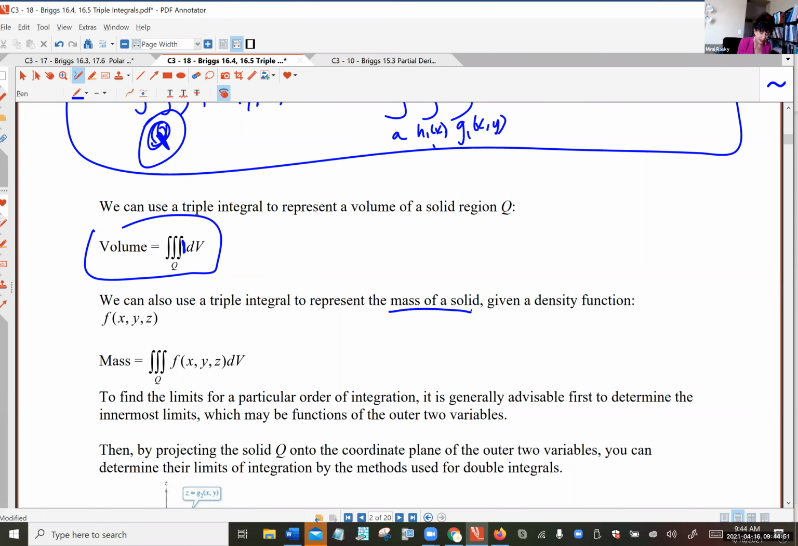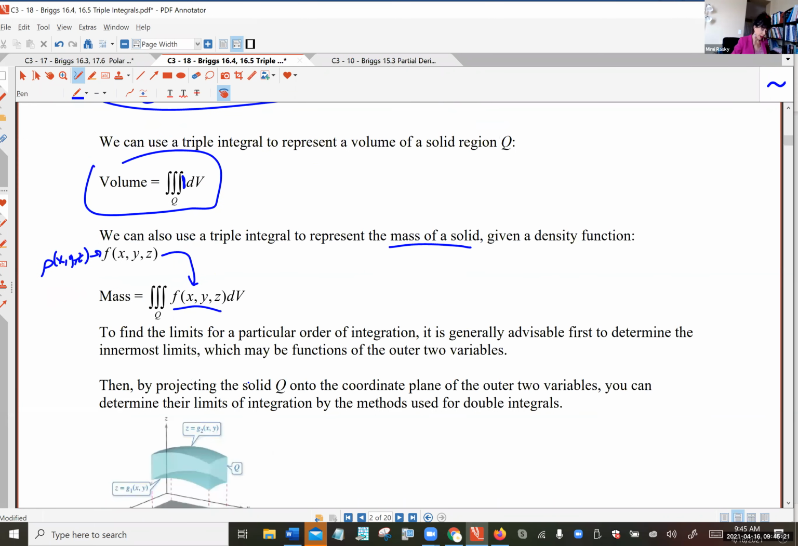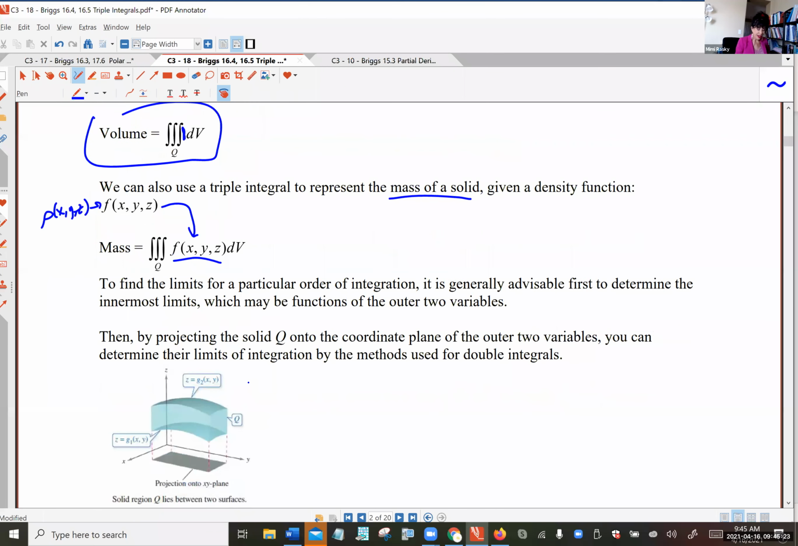The other thing you can use a triple integral for is to find the mass of a solid, where your density function, and sometimes I use rho of x, y, z, but here they're using f, same thing. You put that into your integrand, and then you integrate over the solid, and that'll give you the mass of the solid. We already did mass earlier today, but that was mass of a planar lamina, a 2D item. But you can find mass of a solid also, given some variable density function.